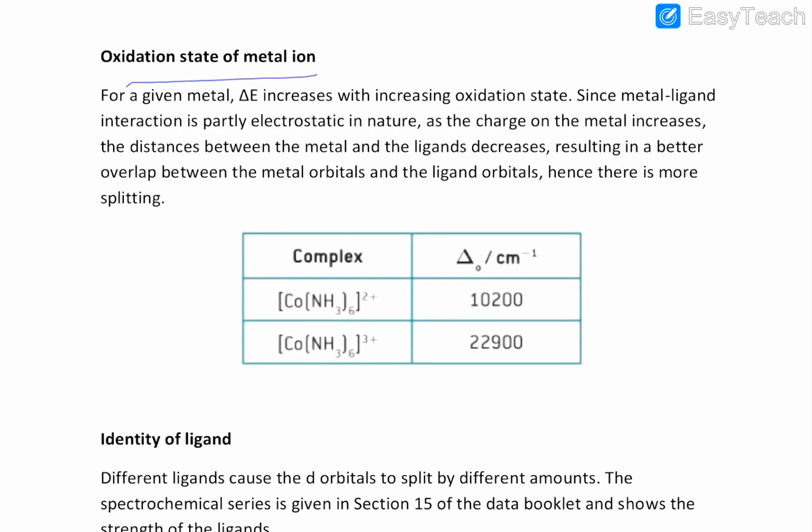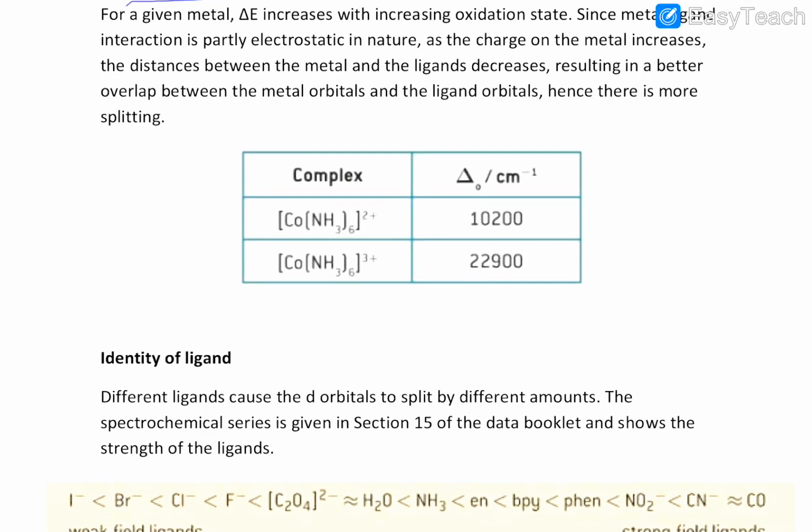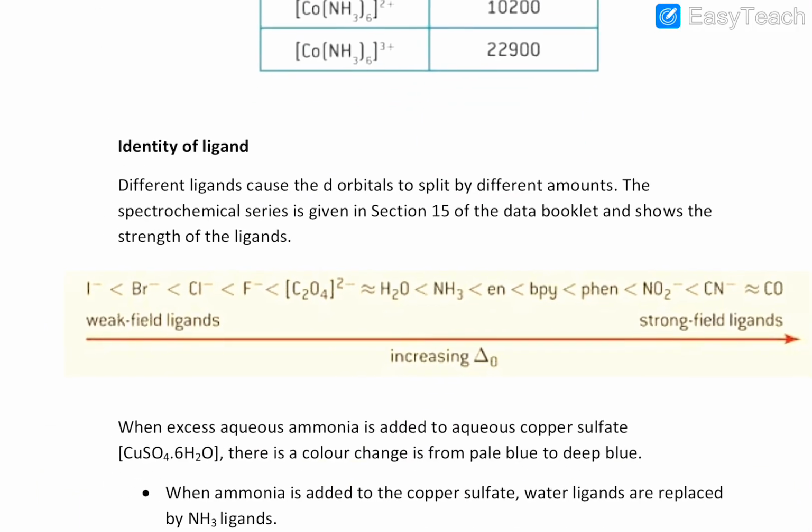Now, as the oxidation state of the metal increases, the metal becomes more charged and is able to attract the ligands more. The closer the ligands are to the metal, the more there's going to be interaction between the metal and the ligand orbitals. Therefore, there's going to be more splitting. So when the charge of the metal increases, the splitting increases as well, because the ligand is going to get closer to the metal.